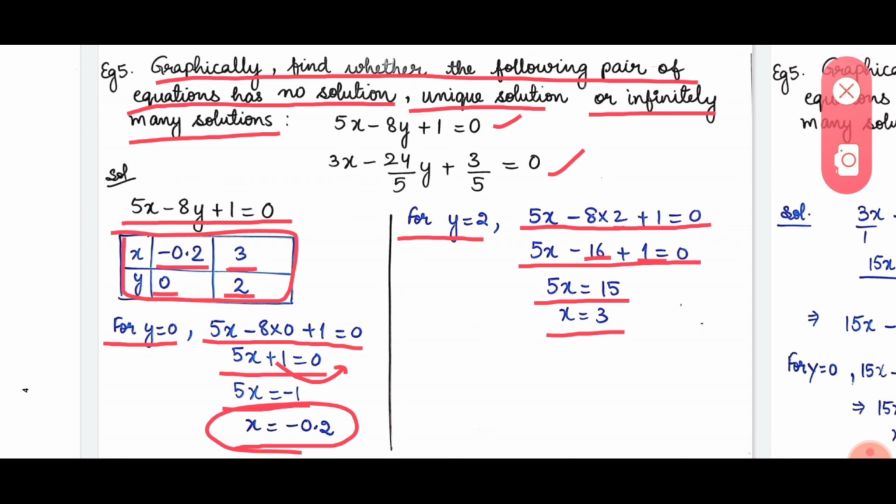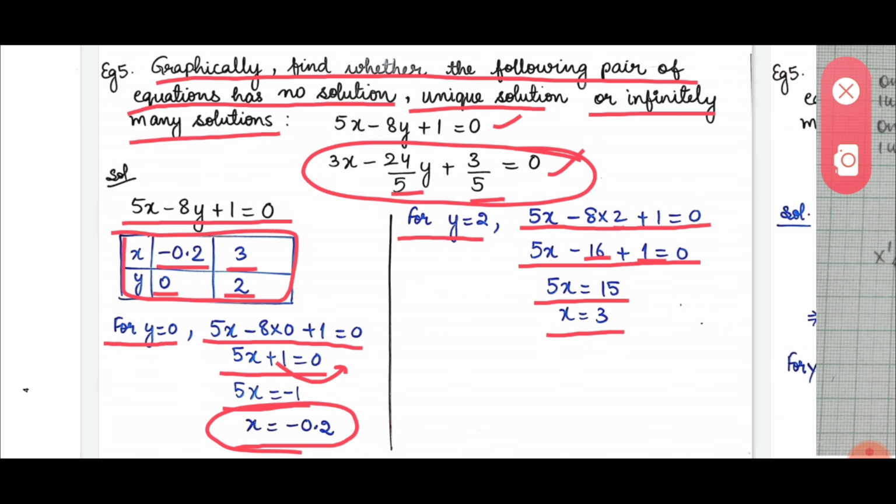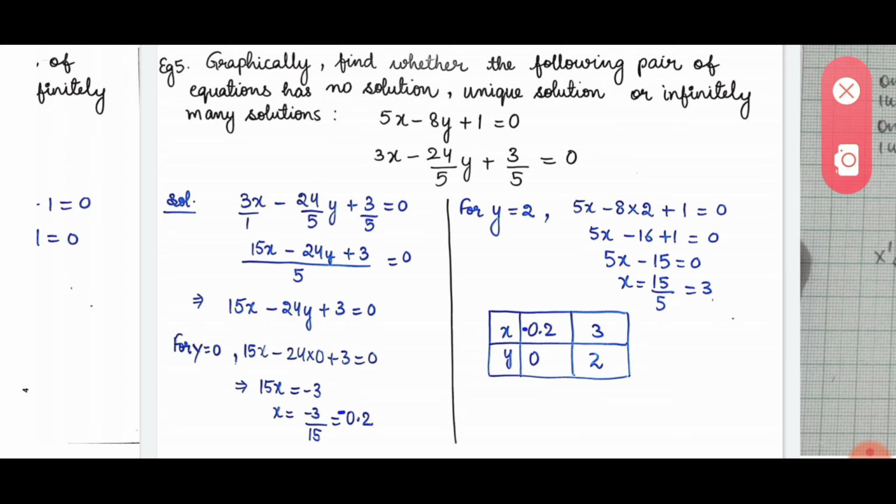Now let us see the points for the second equation. Before finding the points for the second equation, let us simplify it. You can see that there is a fraction here, right? This is a fraction and this is a fraction. So let us take the LCM of the denominators and then simplify it. You will get 5 as the LCM, right?